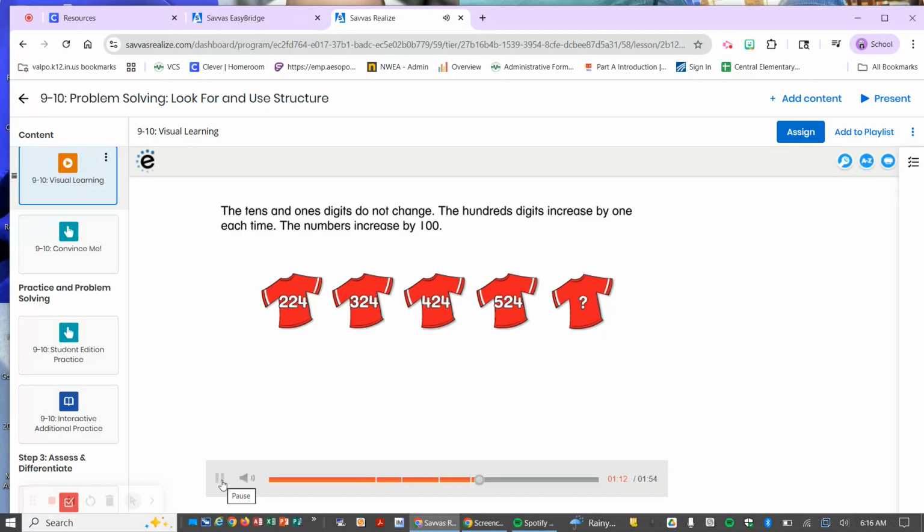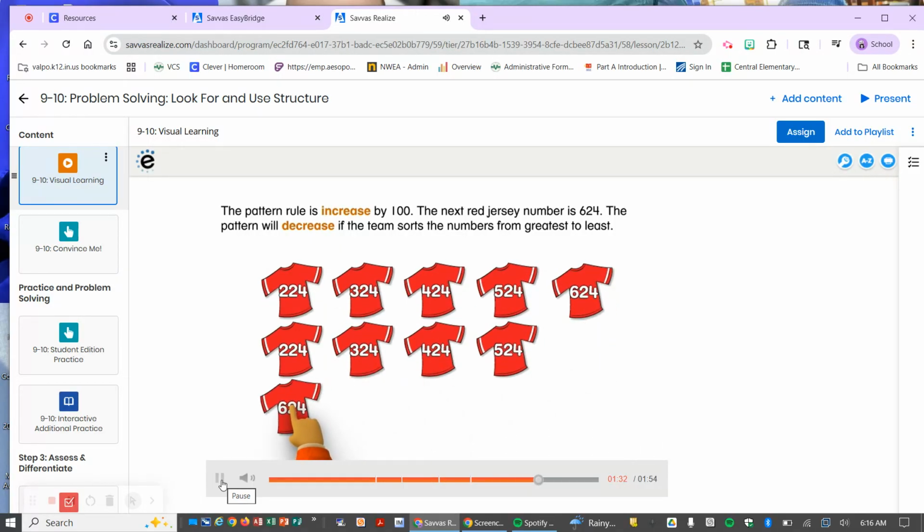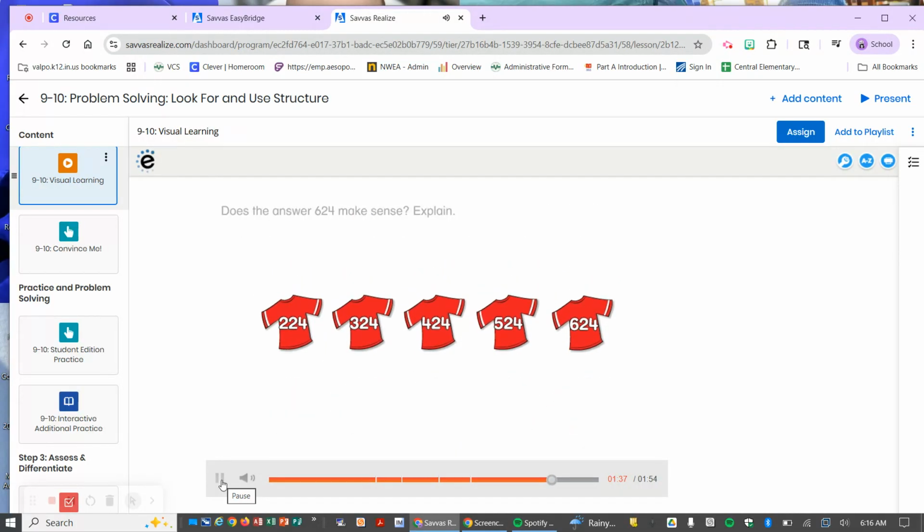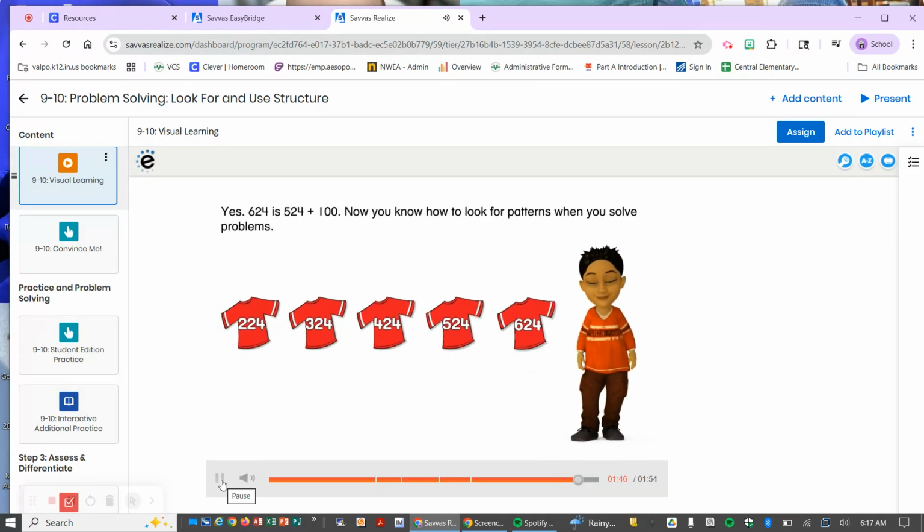The tens and ones digits do not change. The hundreds digits increase by 1 each time. The numbers increase by 100. The pattern rule is increase by 100. The next red jersey number is 624. The pattern will decrease if the team sorts the numbers from greatest to least. Does the answer 624 make sense? Explain. Yes, 624 is 524 plus 100. Now you know how to look for patterns when you solve problems.